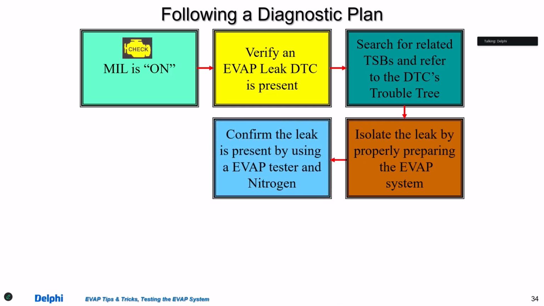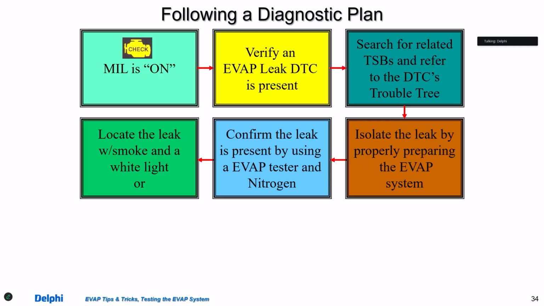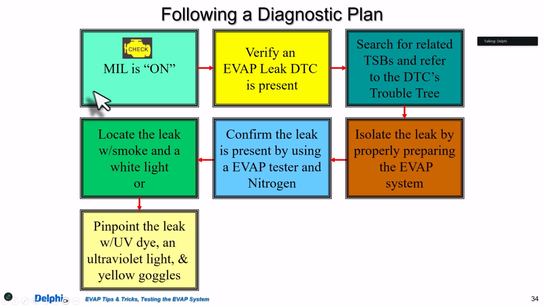Confirm the leak is present by using an EVAP tester, and we're going to talk about nitrogen. Even though it's not commonly used, it is recommended. We'll talk about why. Locate the leak with smoke and a white light. I put an "or" because you can also use sound. You can use a spray bottle. You can use a number of things with soapy water to find that leak. Okay, and I'll show you a sniffer you can use.